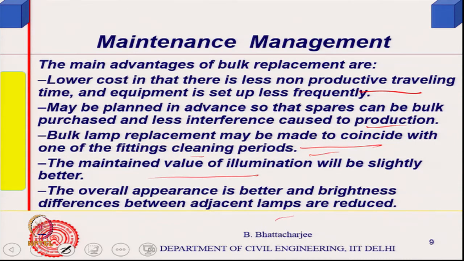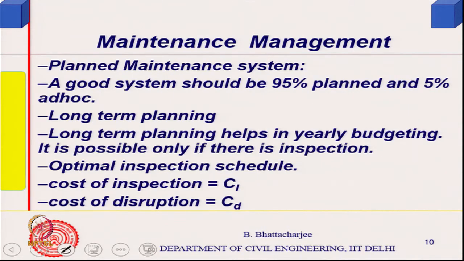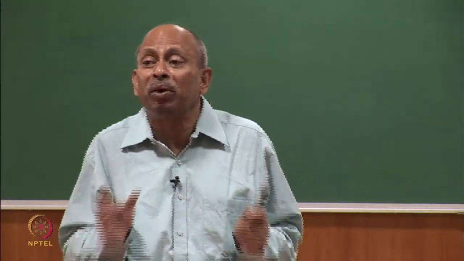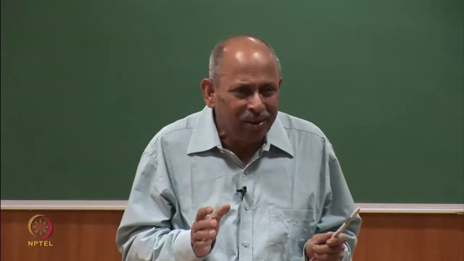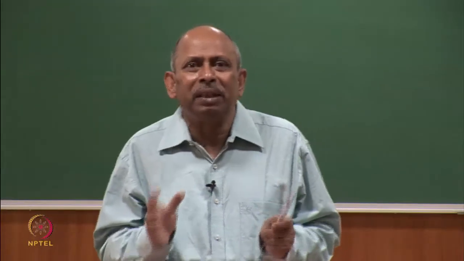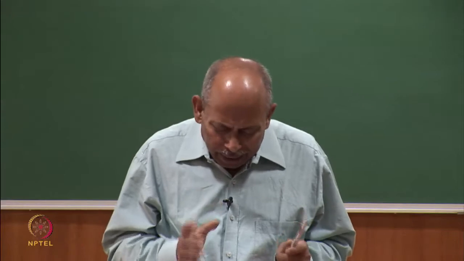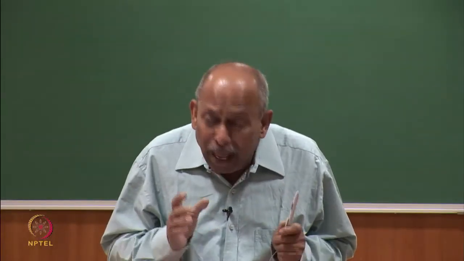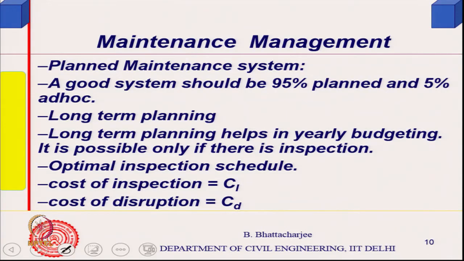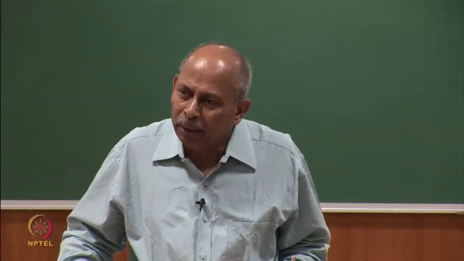The overall appearance is better, etc., and this goes for every other such renewal you do. So when I have decided on renewal cycles of many items and got a cost profile, then in such a situation I can actually plan my maintenance system, rather than keeping it on the basis of emergency, which will be costlier and uneconomic.